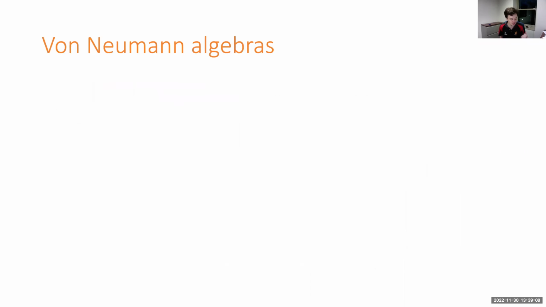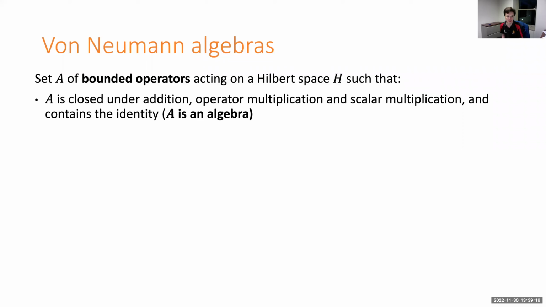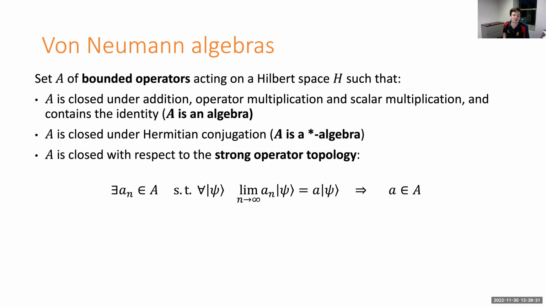Okay, but before I can do any of that, I need to talk a bit about what von Neumann algebras are. So I'm going to try to keep this as quick as possible. So a von Neumann algebra is just some bounded operators acting on a Hilbert space that form an algebra. They're closed under addition, multiplication, and so on. We also want them to be closed under Hermitian conjugation. That's called a star algebra. And finally, there's a technical-seeming condition that we want them to be closed with respect to the strong operator topology.